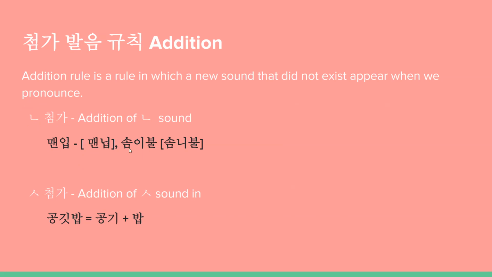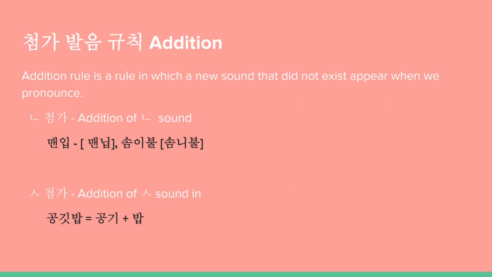And the second example is 솜이불. When I first saw this word, I also read it as written, but it was wrong. You need to pronounce it with the added 니은. So as you can see, we don't write 니은 here, but we should pronounce 니은. It's because it's more natural and easier to pronounce.